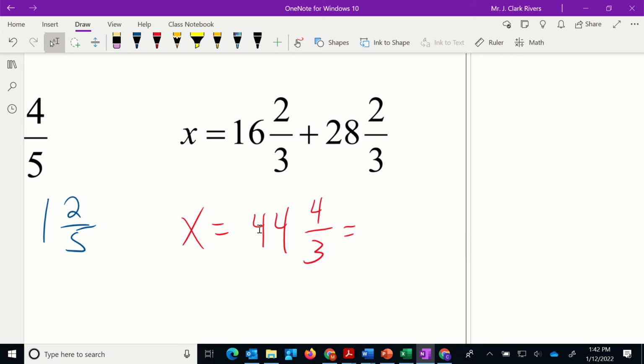It's okay to have improper fractions, that's fine. But we don't want to have both of them at the same time. So let's change 4 1/3 to a mixed number. Let's just do it off to the side.